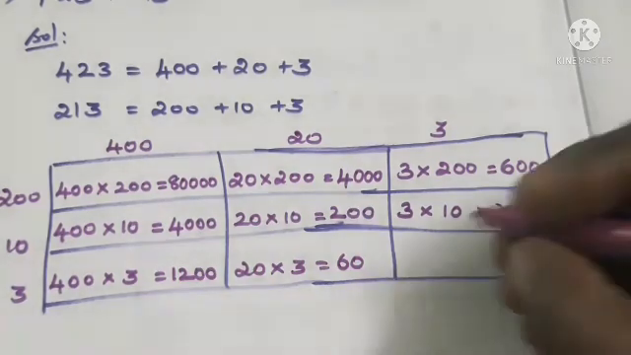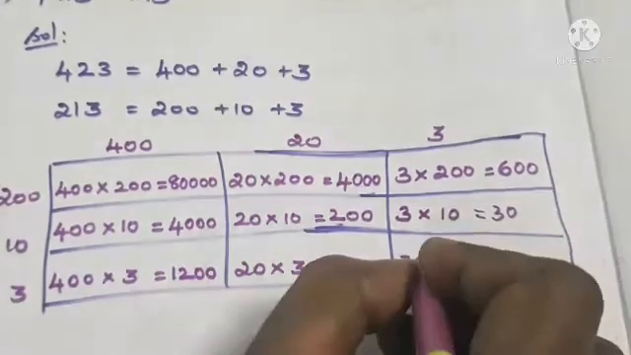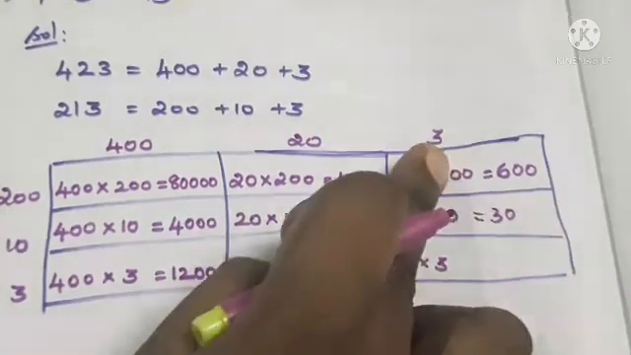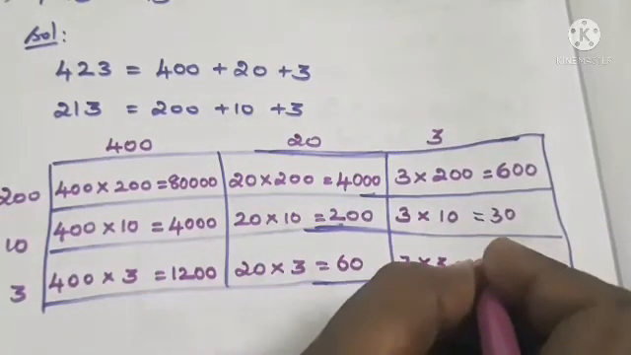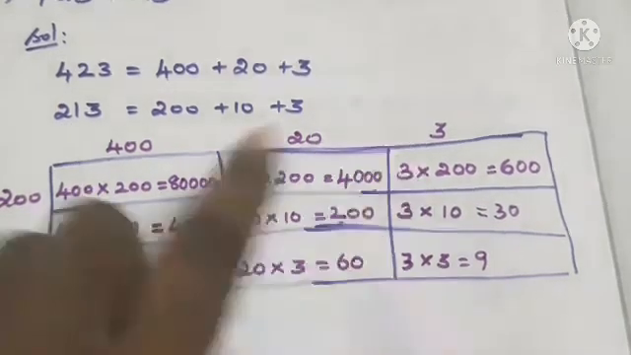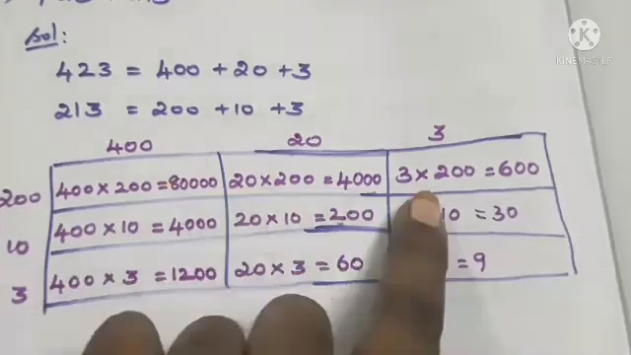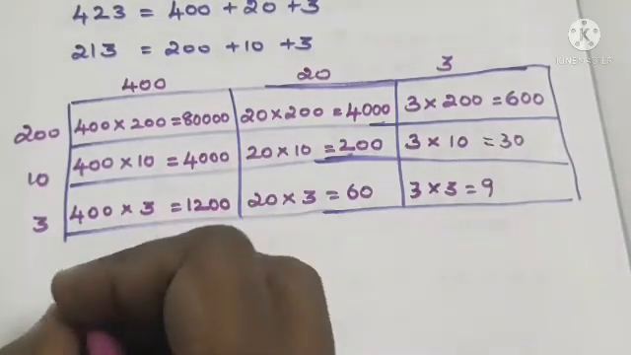So next we have 3, isn't it? 3 into 3. That means this number and this number. 3 multiplied by 3 is what? 3 3s are 9. So in the second step we draw the box and place the values. And in the third step we have to multiply the numbers. So the third step is over. In the fourth step we have to add the products. So we can do that.